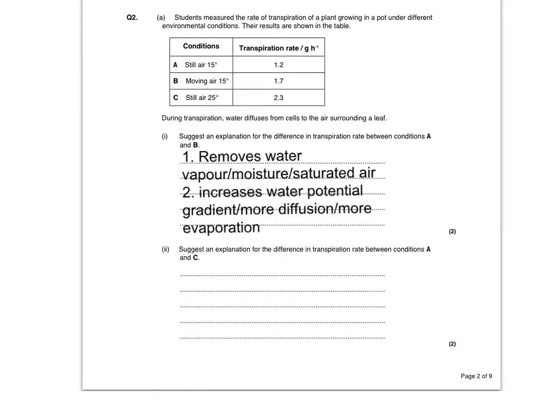Then 2. Suggest an explanation for the difference in transpiration rate between conditions A and C. So A is still air at 15 degrees Celsius, C is still air 25 degrees Celsius. A, transpiration rate is 1.2, C, transpiration rate is 2.3. Well, the difference is difference in temperature, but it's looking for increased kinetic energy, water molecules move faster, increased diffusion or evaporation. So 2 out of the 3 will give you the 2 marks.